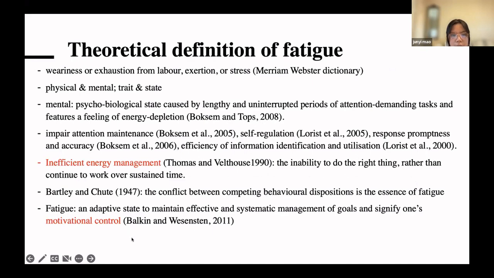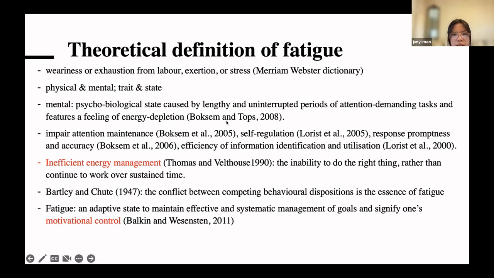First of all, I will make a brief review of theories on fatigue. According to the Merriam-Webster dictionary, fatigue is a state of weariness or exhaustion from labor, exertion, or stress. It consists of physical and mental parts, and it can be treated as a state or as a trait. Current theories on fatigue focus on its mental aspects.